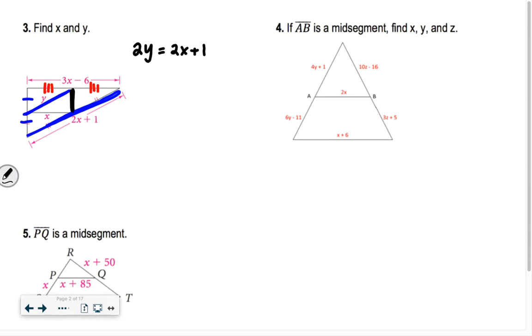Do we have any other ones? Yeah, how about this one? So x and 3x minus 6. So what equation do I want to write? So if I have x and I have 3x minus 6.